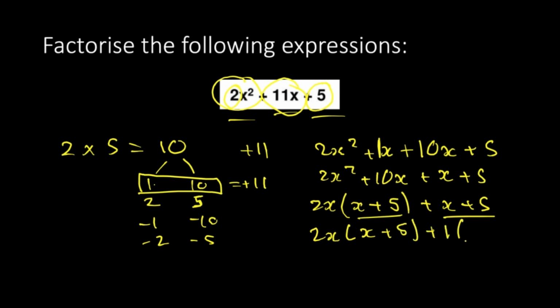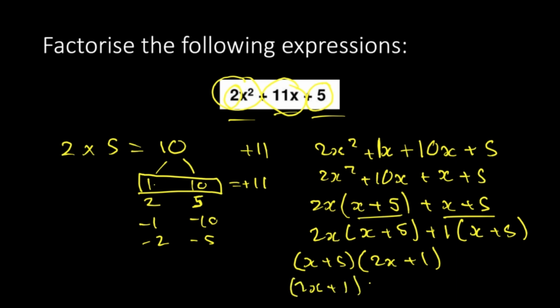It's like saying 1 times x plus 5. Okay, just pretend that there's a 1 and this is a bracket. Now, you could take the x plus 5 out as a common factor, and then it will turn into this, x plus 5 and 2x plus 1. And now, if you just swap it around just to understand it more easily, 2x plus 1 and x plus 5, this would be the factorized term of this.